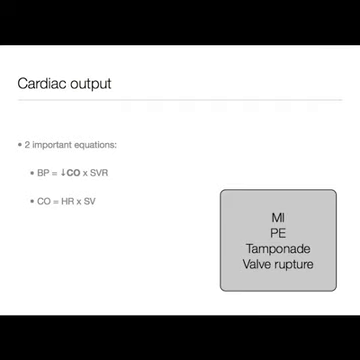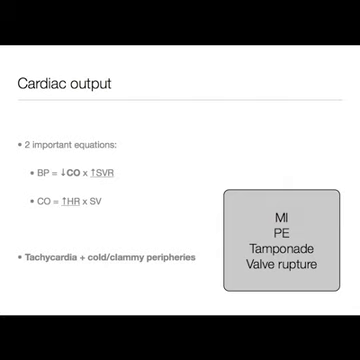This is known as cardiogenic shock, may be caused by things such as myocardial infarcts, pulmonary embolisms, tamponades, and valve ruptures. Because cardiac output is low, you tend to get compensation for this low cardiac output with elevation of other indices, such as the heart rate, leading to a tachycardia, and the systemic vascular resistance, leading to cold, clammy peripheries with sweating and pallor. The blood pressure is therefore normal until these mechanisms fail.